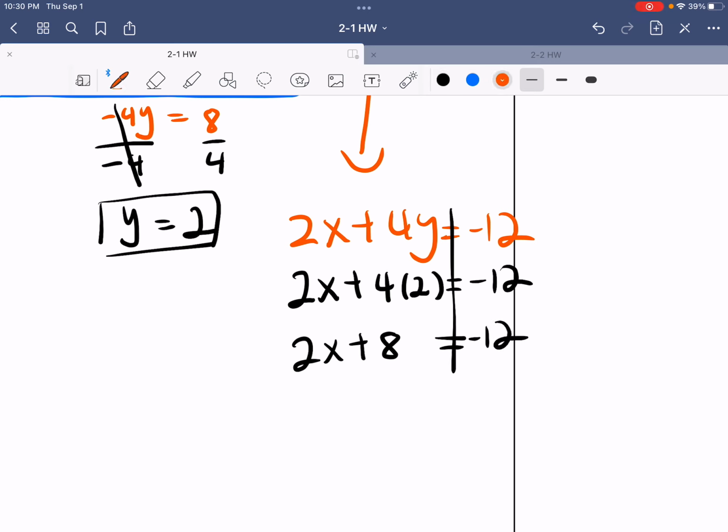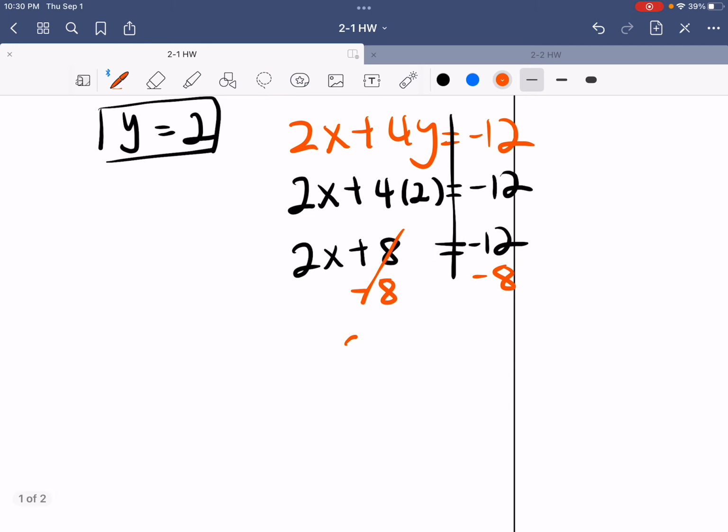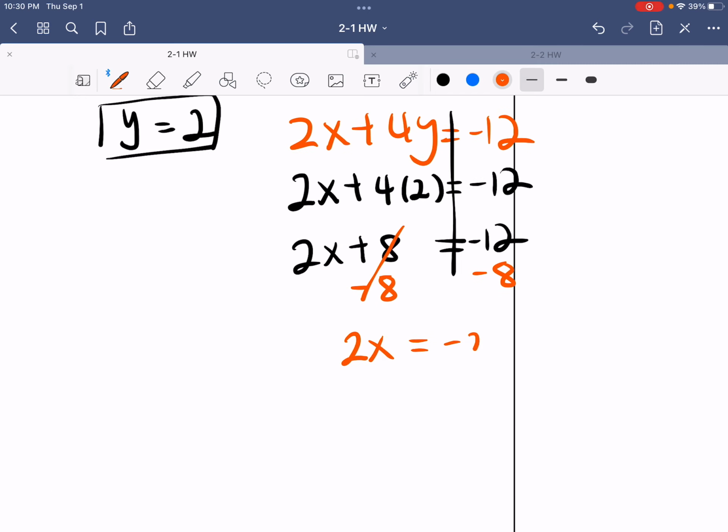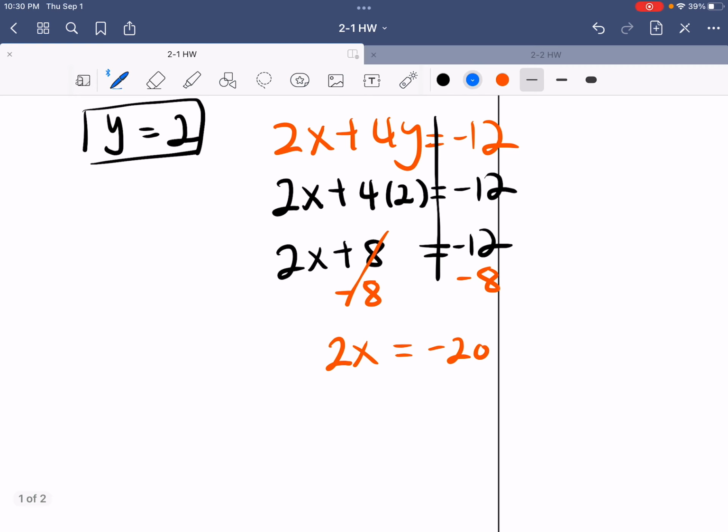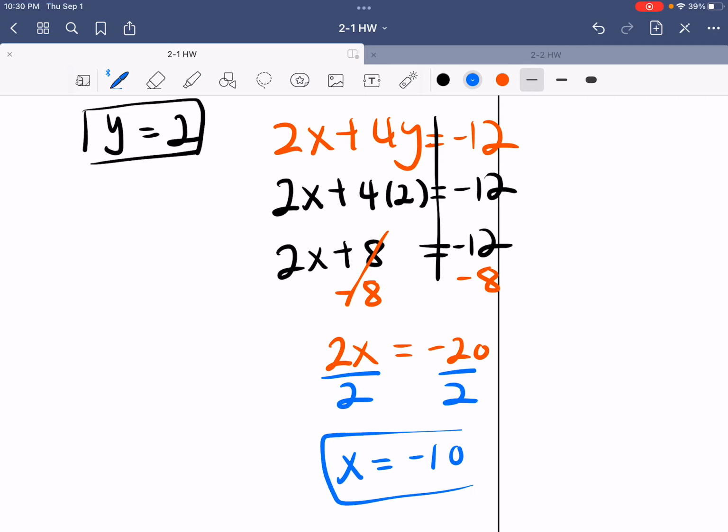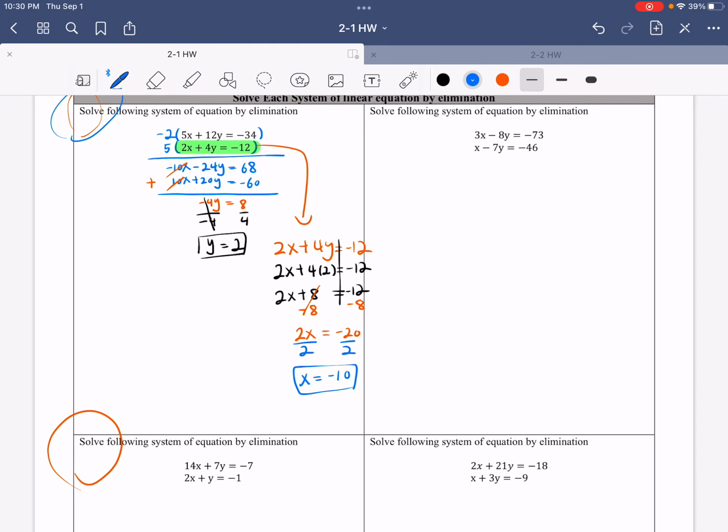And to solve it, you're going to do minus 8 on both sides. So that disappears. You get 2x equals negative 12 minus 8, which is negative 20. And if you divide by 2 on both sides, you'll get x equals negative 10. So your solution to the system is going to be negative 10 comma 2. So it's very easy like that.